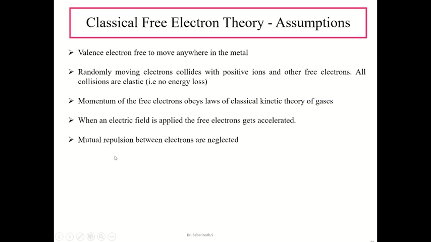So here are the assumptions made for the classical free electron theory. The first assumption is that valence electrons are free to move anywhere in the metal, and the randomly moving electrons collide with the positive ions and other free electrons, and all these collisions are elastic, that is, there is no energy loss. The momentum of the free electron obeys the laws of the classical kinetic theory of gases. When an electric field is applied, the free electrons get accelerated, and the final assumption is that the mutual repulsion between the electrons is neglected. So these are the assumptions made in the classical free electron theory.